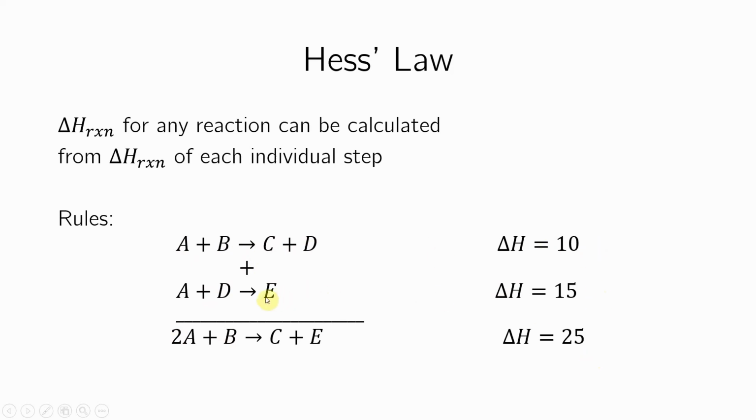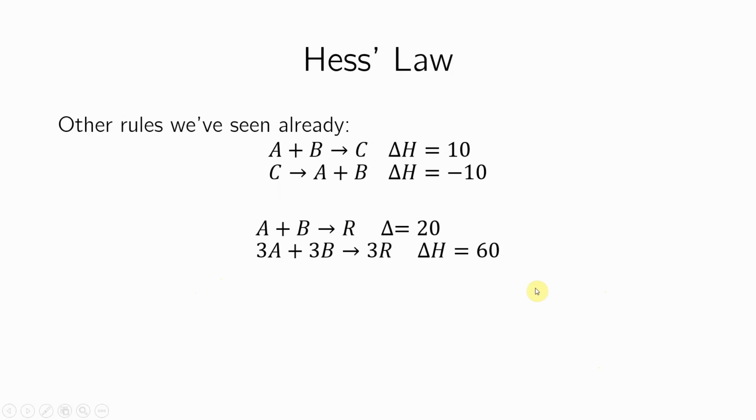As we mentioned before, if you were to reverse this reaction, so E is equal to A plus D, it will be negative 15, and so on and so forth. So these are the rules I just mentioned. A plus B goes to C. If it's 10, then C going to A plus B is negative 10. If I have A plus B going to R, that's 20. If I triplicate the whole thing, I'm going to get 60.